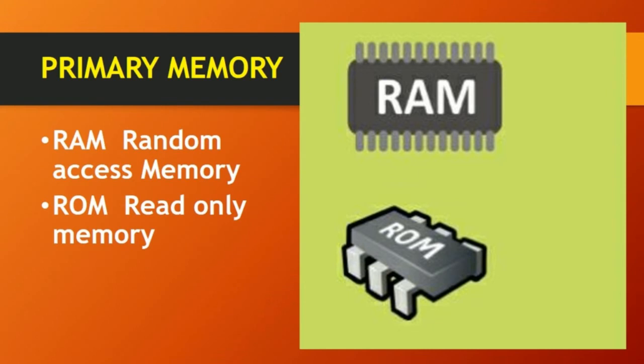Primary memory is also called main memory. This memory holds data for quick access by the computer. That means primary memory has another name, main memory, because it will do all the work. Primary memory is divided into two types, that is RAM, random access memory, and ROM, read only memory. Let us see them one by one in this lesson.